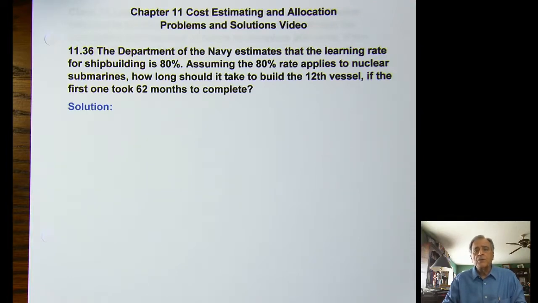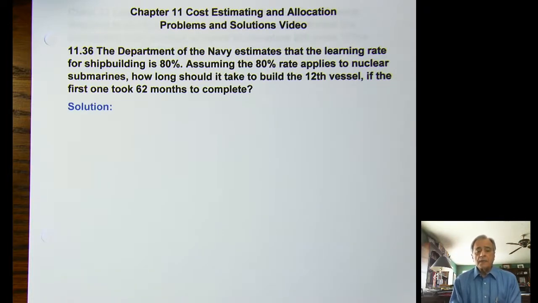Learning curves are used where your volume is low. You're not producing widgets by the thousands an hour or something like that. You're producing big things like airplanes or houses or something that is a fairly standard product, but it's produced in fairly low volumes. Hundreds, maybe up to 1,000 a year, but most likely in the hundreds per year kind of category.